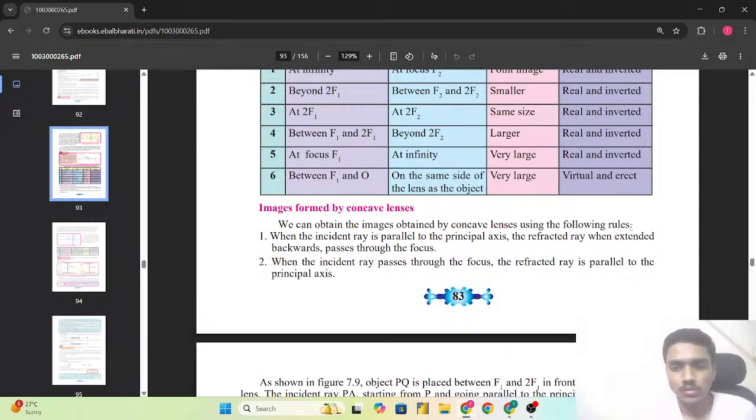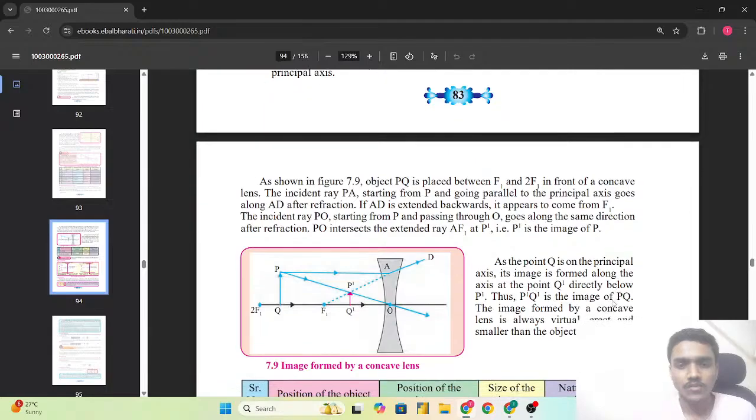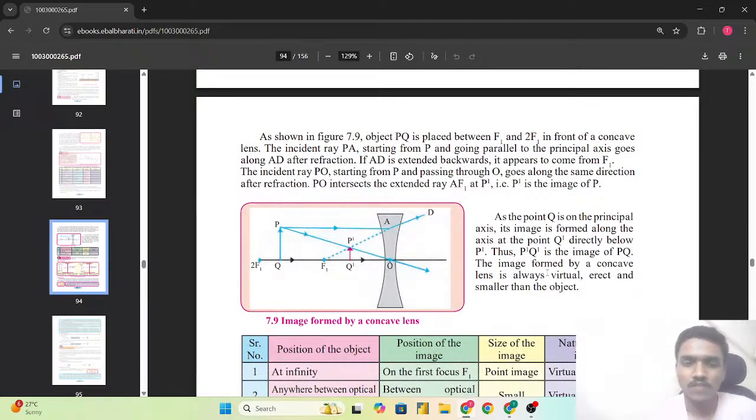Next we are studying, as shown in figure 7.9, object PQ is placed between F1 and 2F1 in front of the concave lens. Incident ray PA, starting from the point P and going parallel to the principal axis, goes along AD after the refraction. If AD is extended backwards, it appears to come from F1. Incident ray PO, starting from P and passing through O, goes along the same direction after refraction. PO intersects the extended ray AF1 at P1, that is, P1 is the image of P.